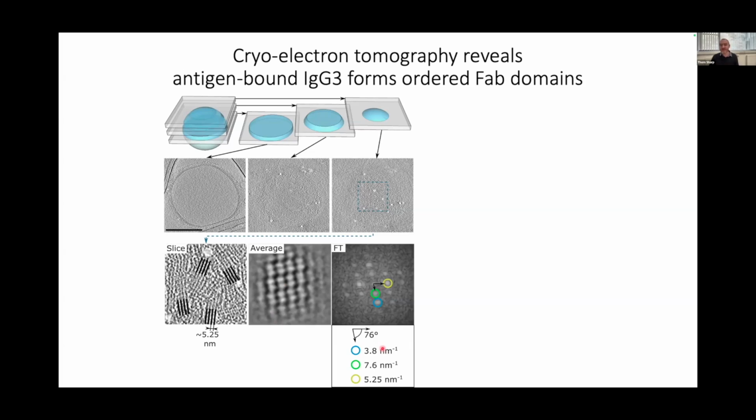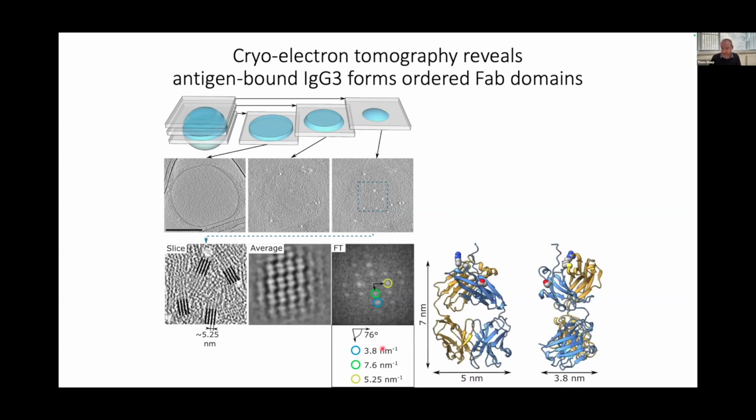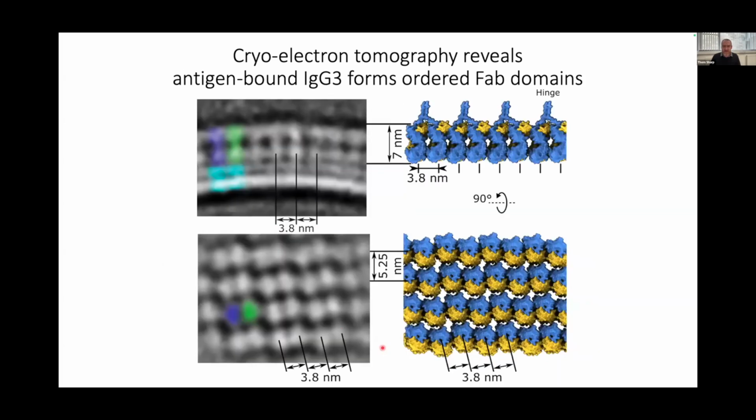If we take a look at a fab domain, these values are suspiciously similar. So what we're actually looking at is a 2D array of highly ordered fab domains. These are on a slightly skewed lattice, separated by 3.8 nanometers in this direction and 5.25 nanometers in this direction. So we could build a theoretical model that explains these data.